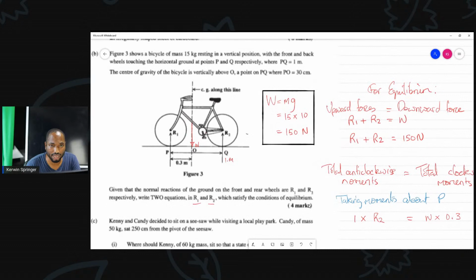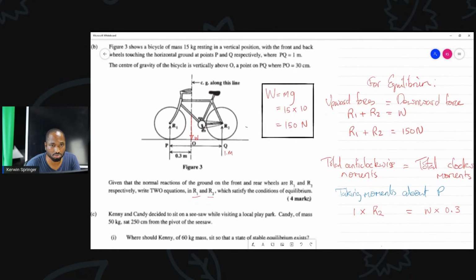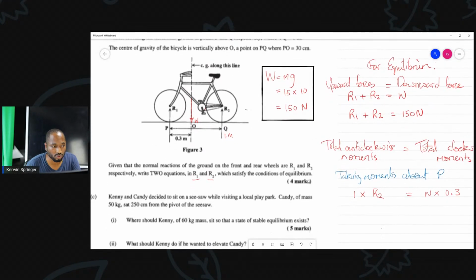Is somebody sitting on the bike? No. Nobody is sitting on the bike.